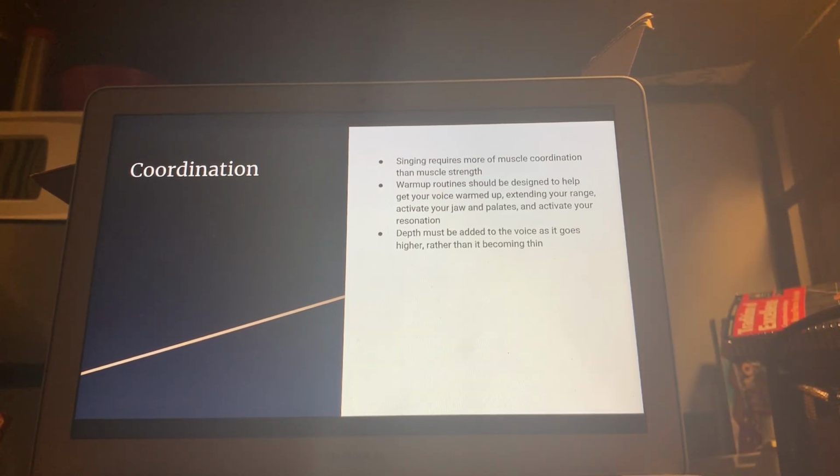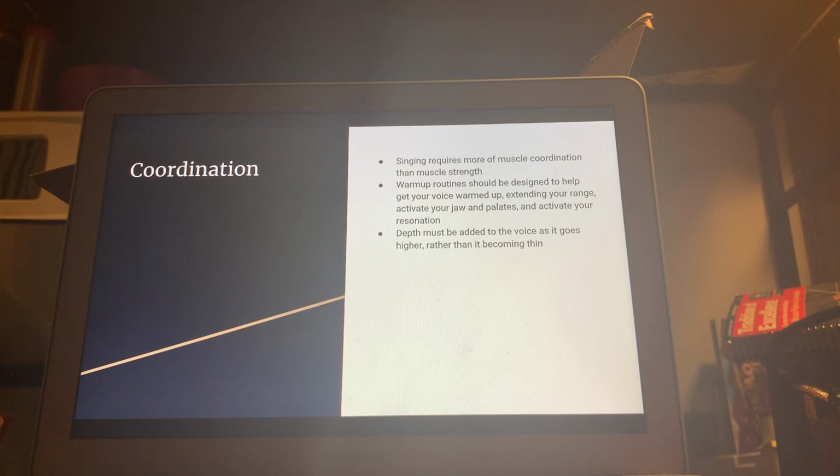Coordination. Singing is a lot harder than a lot of people think. It requires more muscle coordination than muscle strength. It's not like lifting weights, where you say, I can lift this heavy. With singing, it's more, I'm able to move my vocal folds and use my diaphragm and keep my posture up and keep my palate lifted, stuff like that. It just requires so many different things to happen at once.